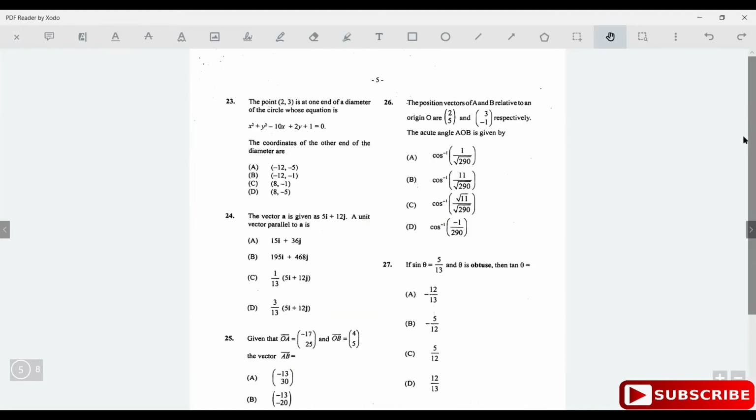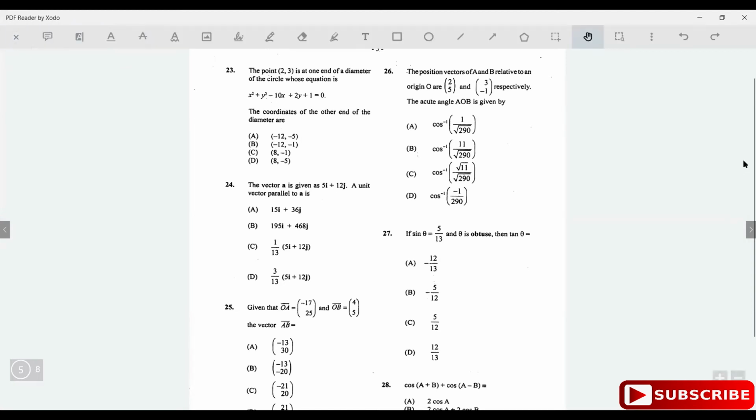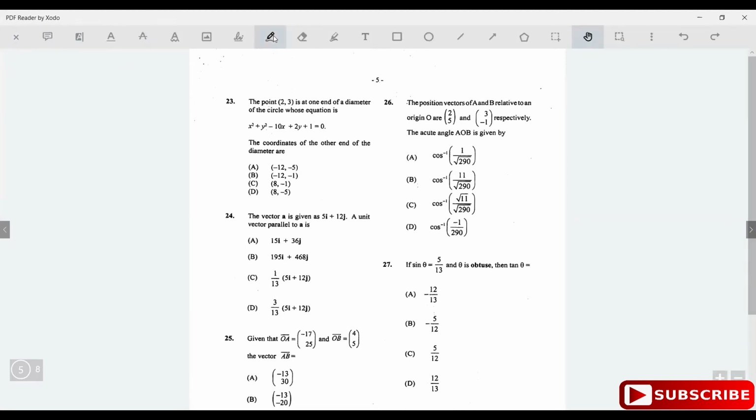All right, question 23. We're halfway there. Question 23 says the point (2, 3) is at one end of a diameter of a circle whose equation is given by this. It says find the coordinates of the other end of the diameter. First thing is you need to rewrite this in its standard form, and that allows you to find the radius. I'm going to rewrite it up top here. Let's make some space.